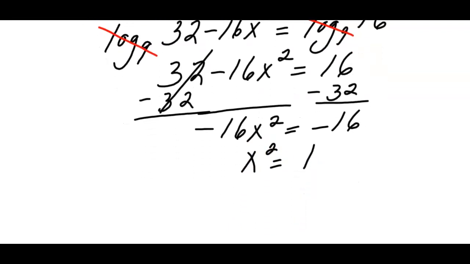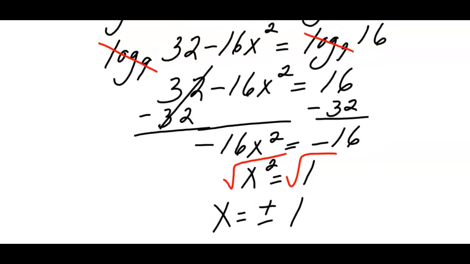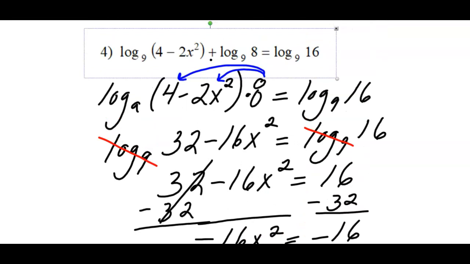Okay, and then we, again, are going to take the square root. So x is plus or minus 1. Go back and make sure they both work. The only place I have a variable is right here. We're going to square it, so it's going to go positive, so both of those answers are going to work.